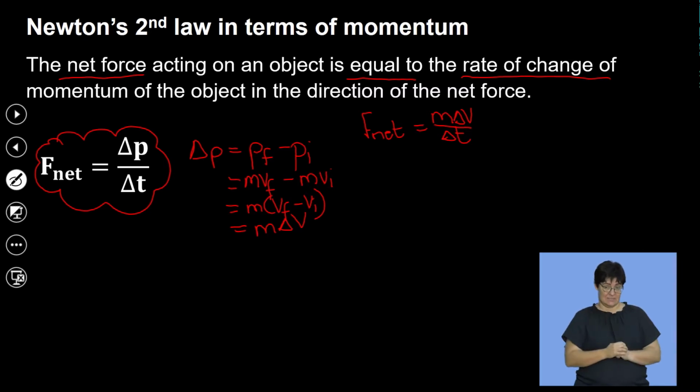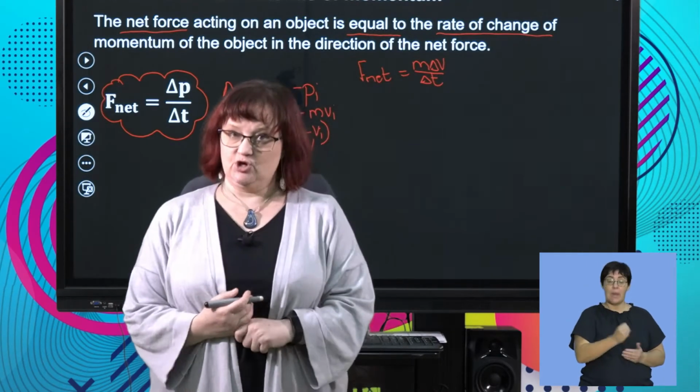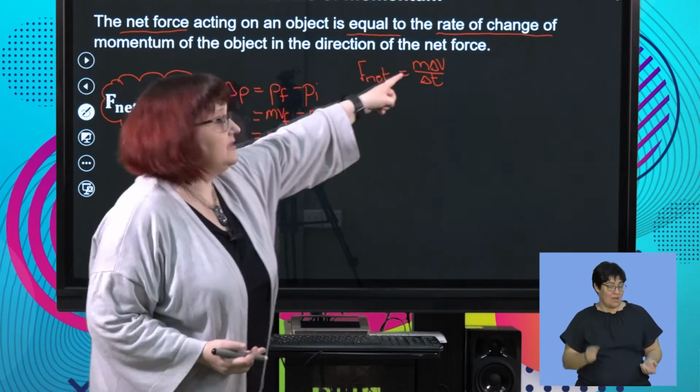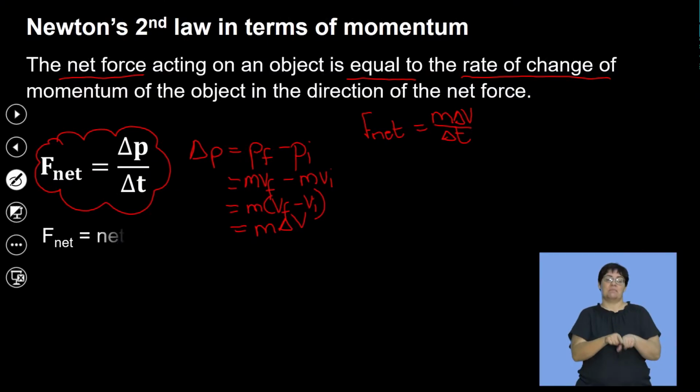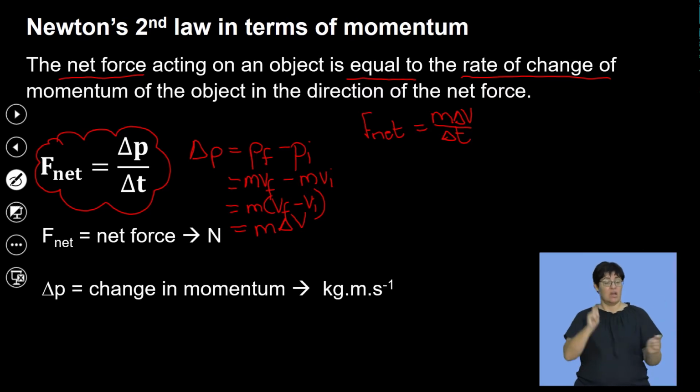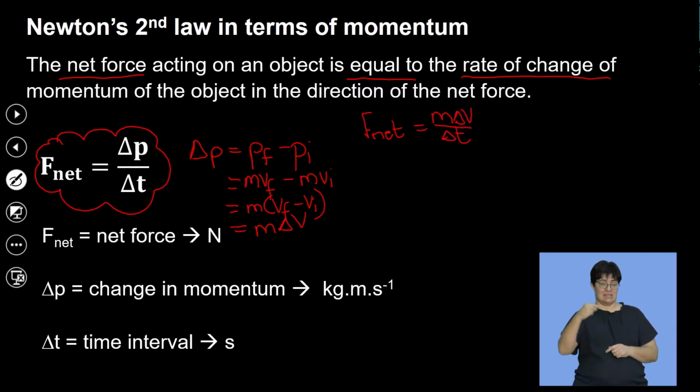Now, of course, with it being written that way around, what are we assuming? We are assuming mass remains constant. Okay? That's the assumption we're making. If we look at this, we're saying mass is a constant. So, F net is the net force. The direction of the change in momentum, because it's still a vector, is the same as the net force. Change in momentum, still in kilogram meters per second, and of course time is the time interval in seconds. Okay?